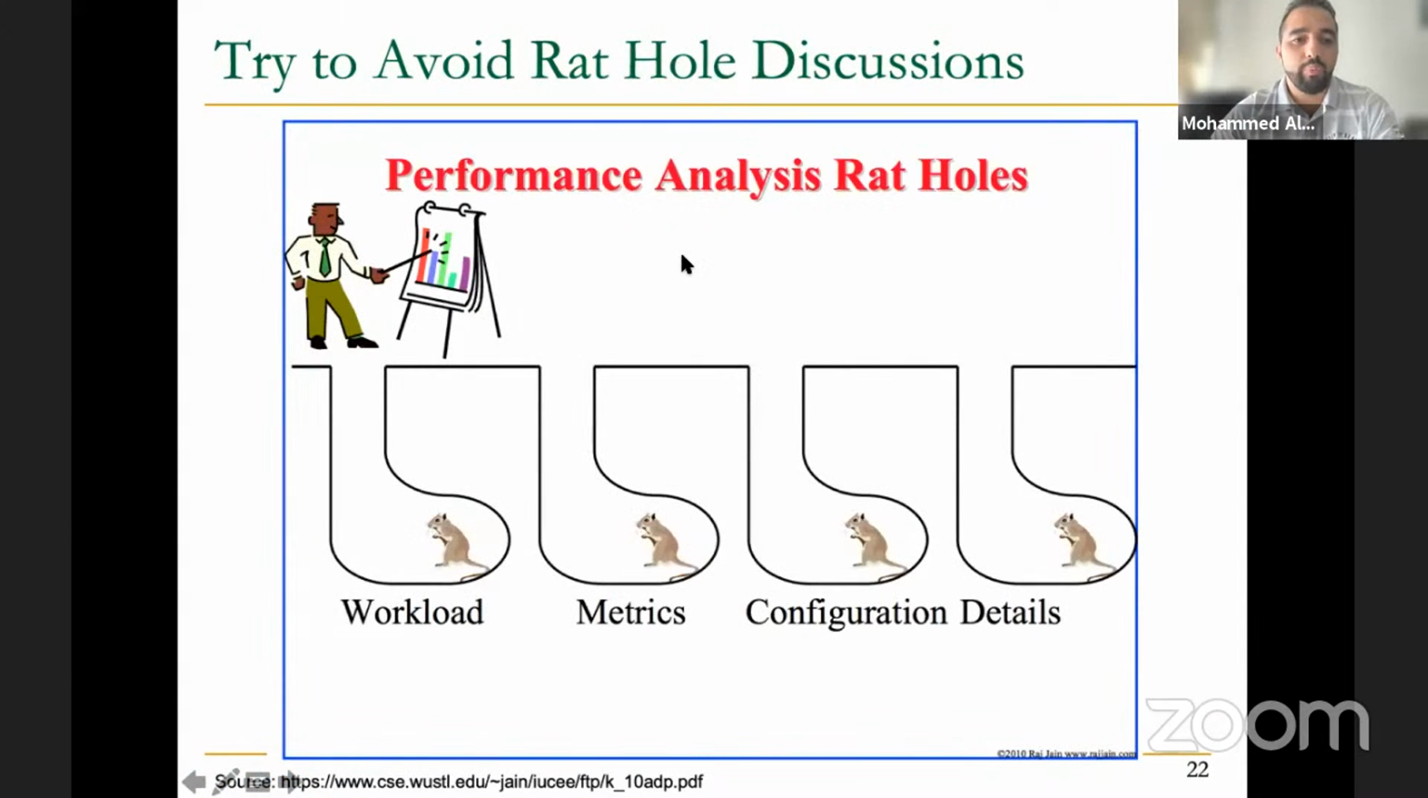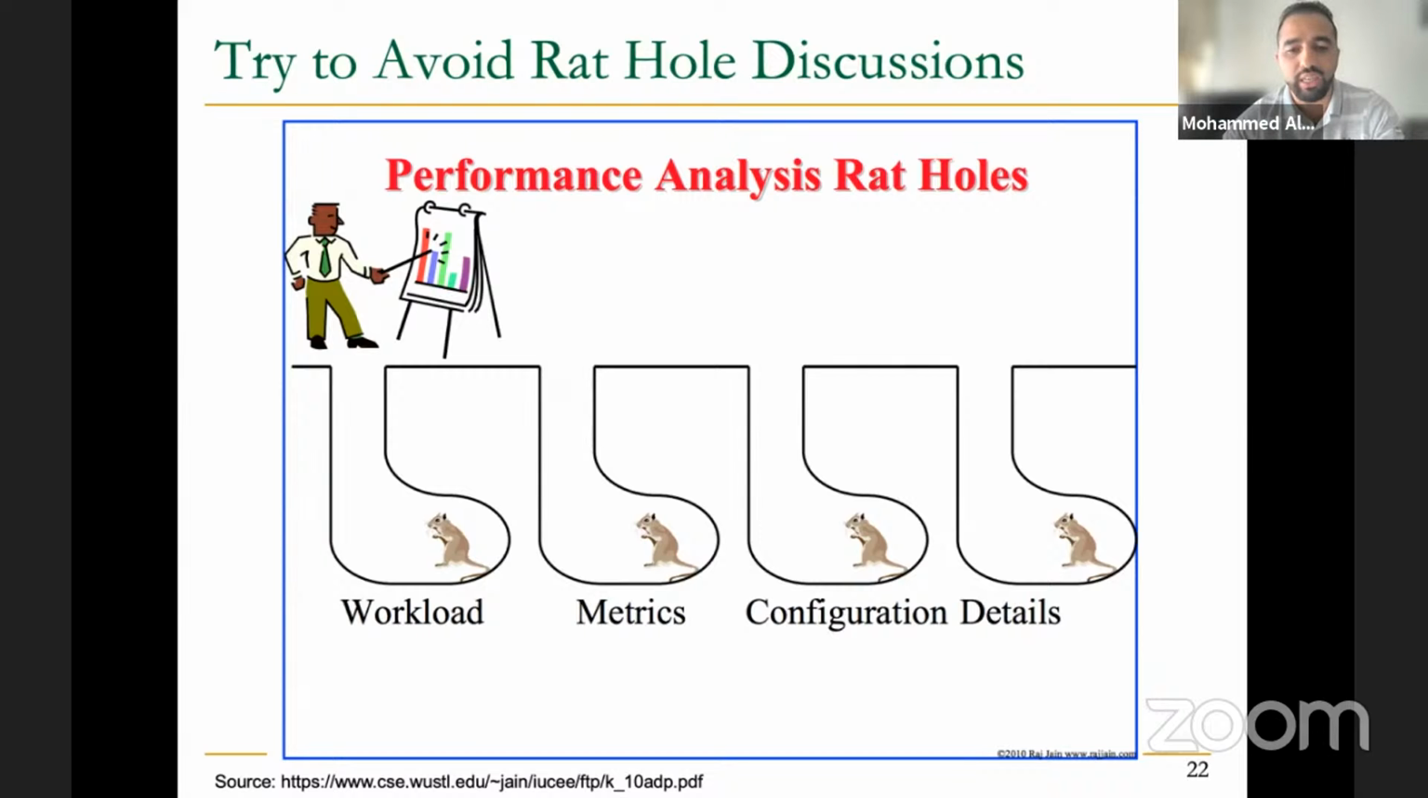Okay, so I would like also to emphasize that please try to avoid rat hole discussions. What I mean by rat holes is when you are trying to question the workload. You could also say the author of this paper did not evaluate such workload, but they evaluated another 15 workloads. None of the research papers can be comprehensive in evaluating all existing workloads.